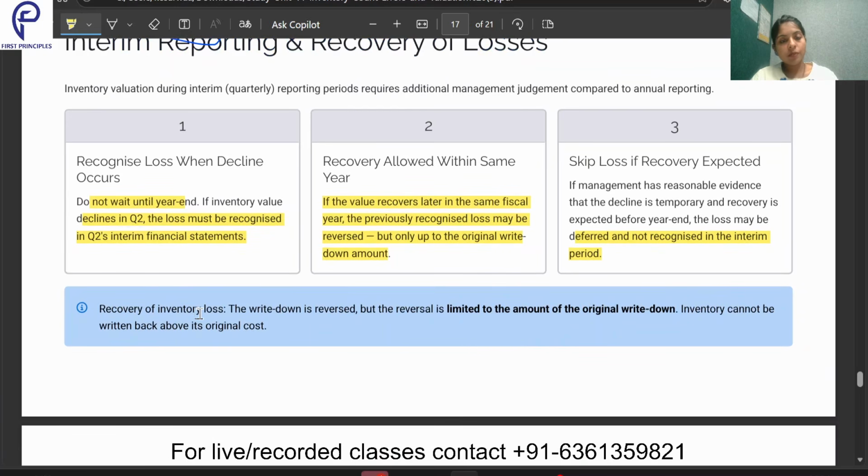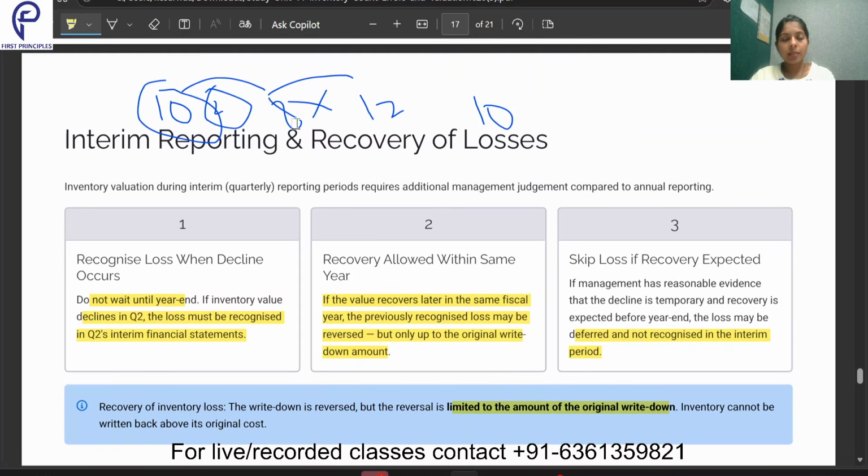So for the recovery of inventory loss, the write down is reversed, but the reversal is limited to the amount of the original write down. Previously it was 10, and it became 8 because there was a write down, but again the value increased to 12. How much can we write up the value? Only to the amount of the write down, that is only 2 rupees or maybe $2.